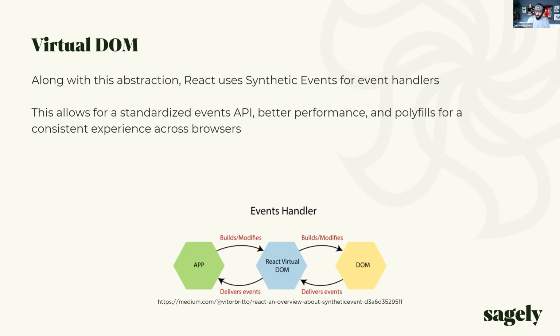It also gives us an abstraction layer for an events API. So React calls these synthetic events, just like the virtual DOM or the shadow DOM is an in-memory representation of the document object model. Synthetic events are a pure JavaScript abstraction for native browser events.